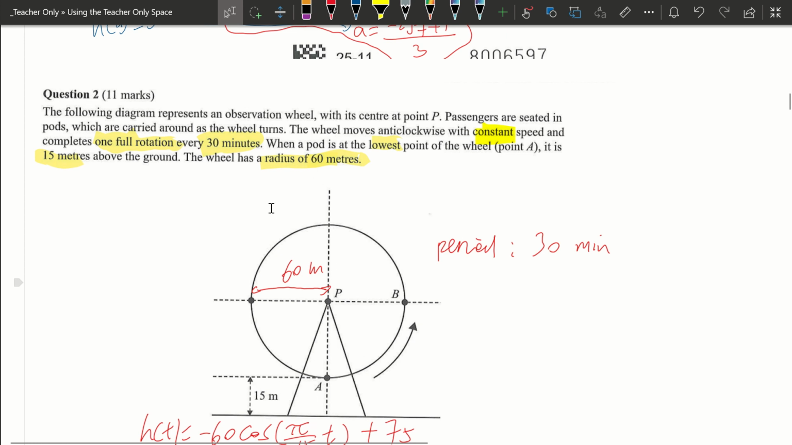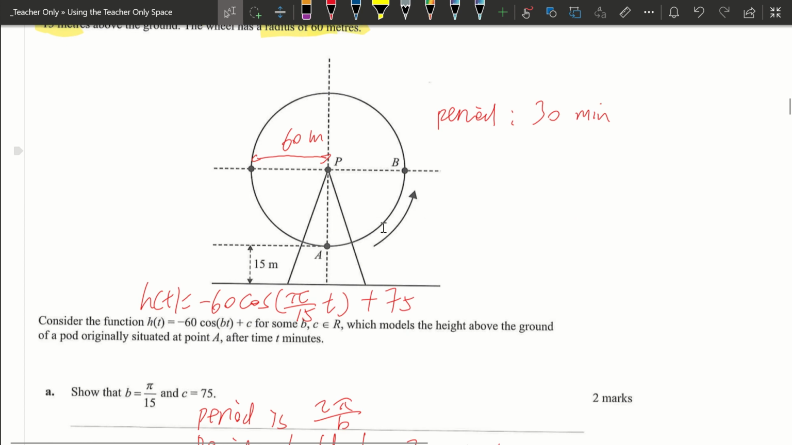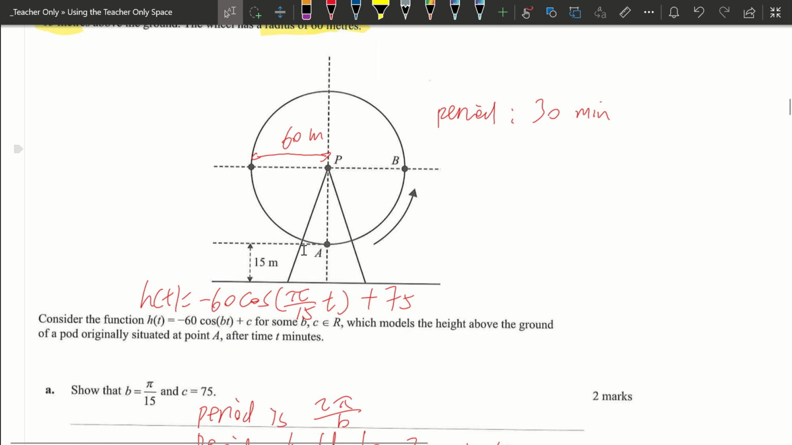And the wheel has a radius of 60 meters, so that is not labeled in the diagram, so that's what I did. I labeled it in the diagram. So you should translate all information from English sentences into maths, numbers, symbols on a diagram. Okay, and then it says, ignore this writing for now.